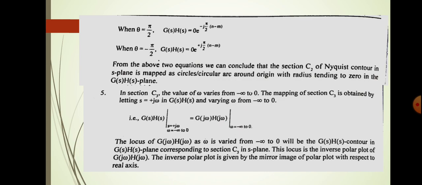So we can draw the curve by giving omega different values. For different values of omega, we will get different values of G(j omega)H(j omega). So the locus of G(j omega)H(j omega), when omega varies from minus infinity to 0, will be the G(s)H(s) contour in the G(s)H(s) plane, and that will correspond to the C3 section in the S plane. And actually this contour in the G(s)H(s) plane is the inverse polar plot of G(j omega)H(j omega).